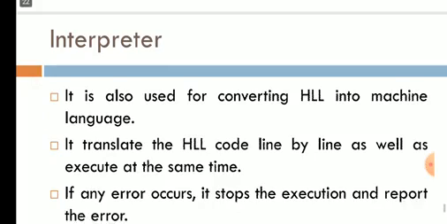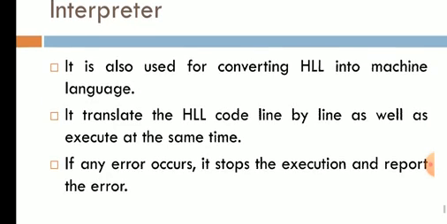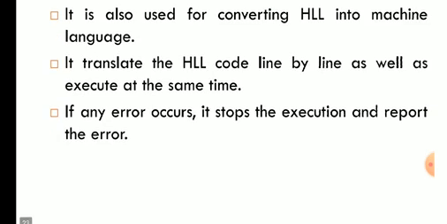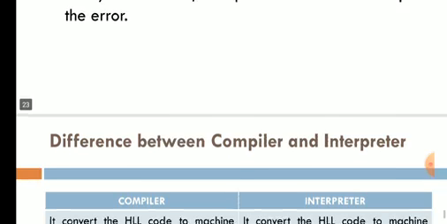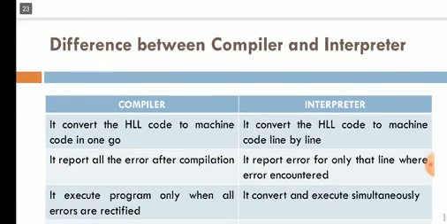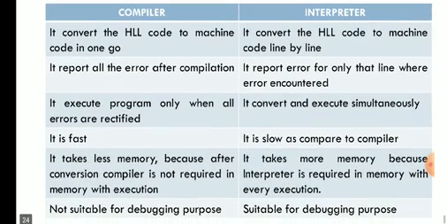Next, interpreter. Interpreter will be converting high level into machine. It will translate high level code line by line, as well as it will be executing at the same time. If any error occurs, it stops the execution and reports the error. So then and there we can rectify the error in case of interpreter. There is a clear difference between interpreter and compiler. Actually compiler will convert high level code to machine code in one go, but in case of interpreter, line by line conversion, and errors will be reported at last in case of compiler.